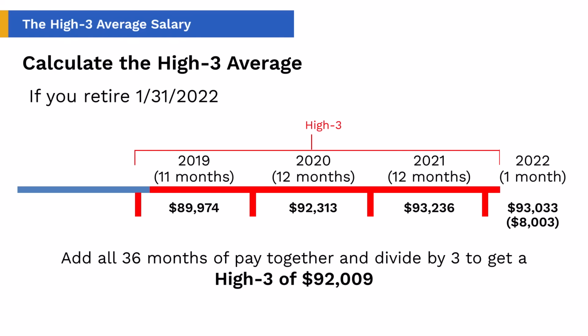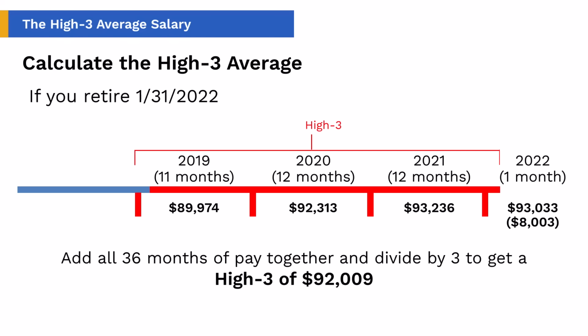Okay, we add all that together and we come up with a High-3 of $92,009. Okay, this is $168 of a difference in your High-3.